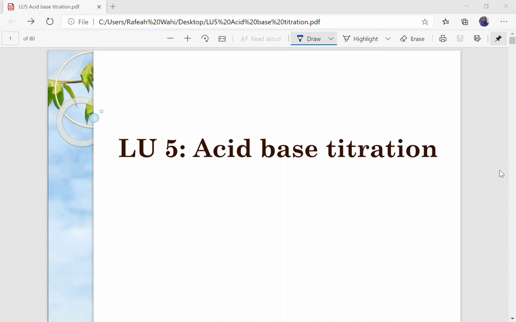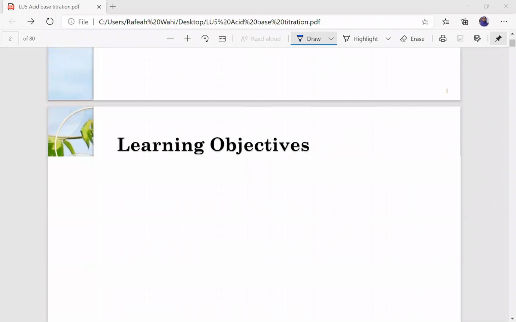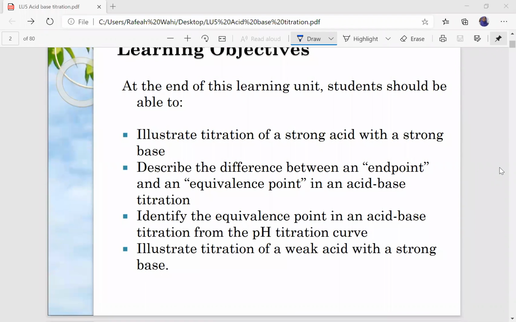Hi everyone. In Learning Unit 5, we're going to learn about acid-base titration. At the end of this learning unit, you should be able to illustrate titration of a strong acid with a strong base, describe the difference between an endpoint and an equivalence point in an acid-base titration, identify the equivalence point in an acid-base titration from the pH titration curve, and finally, illustrate titration of a weak acid and a strong base.